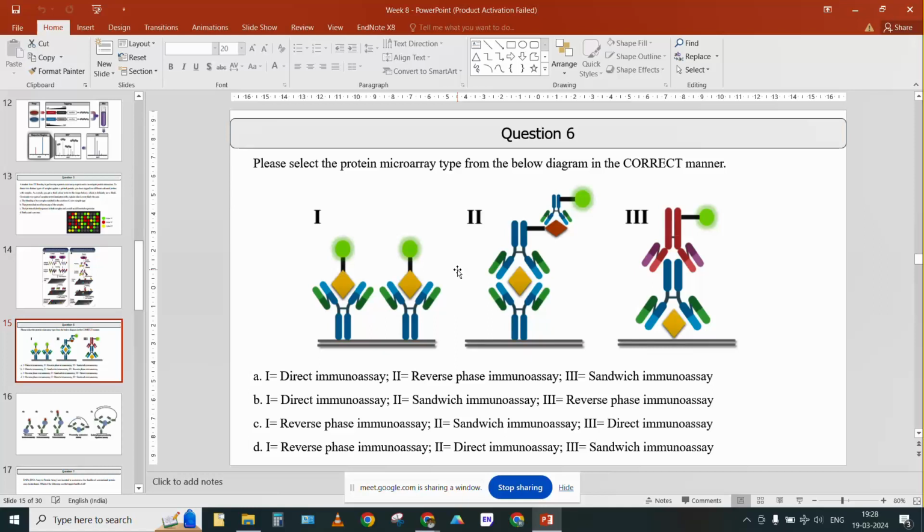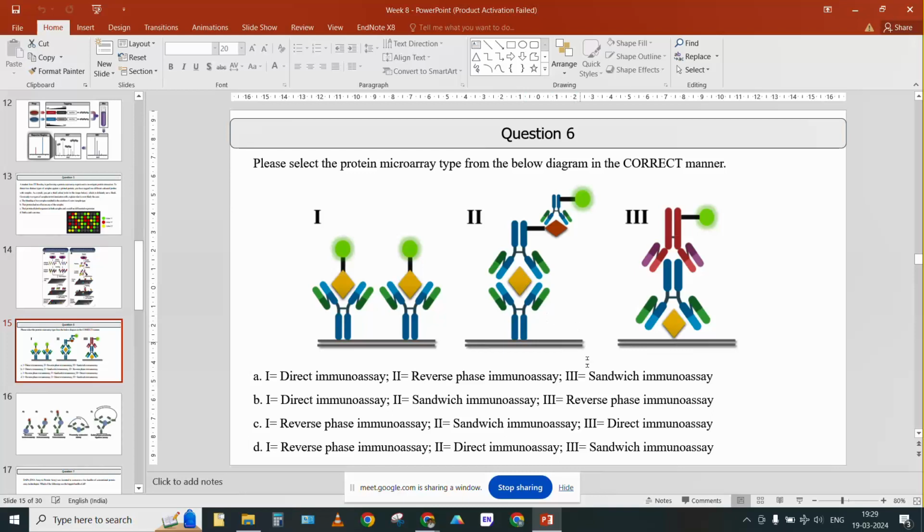According to this, the first one looks like the direct immunoassay. How can we detect that it is a direct immunoassay, not sandwich or reverse phase? Here the target analyte is directly labeled with the detectable marker. The second one is the sandwich immunoassay. As you can see, here the target analyte is sandwiched between two antibodies, one immobilized on a solid surface and the other labeled with the detectable marker.